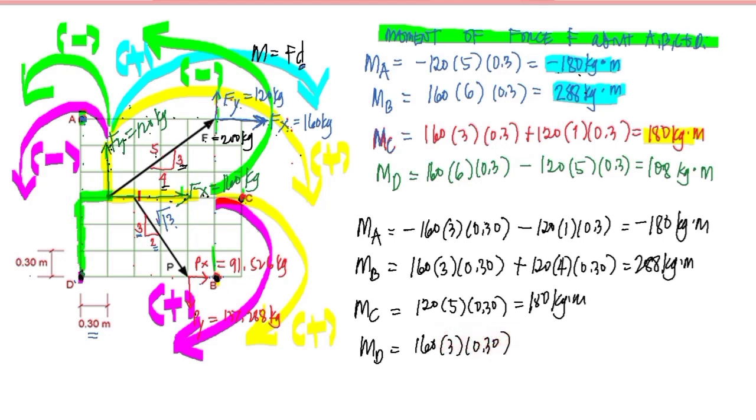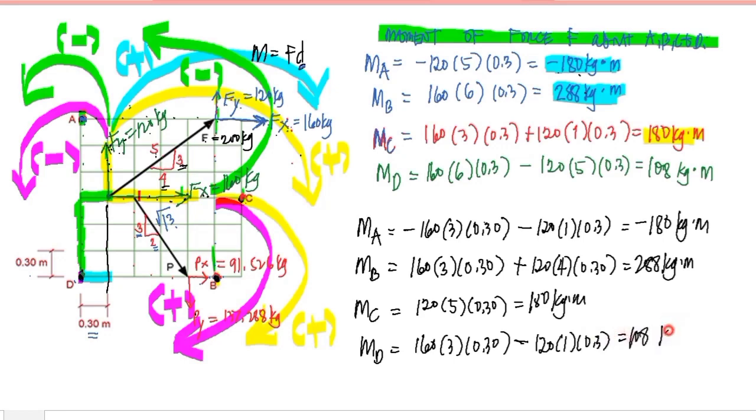Then for the Fy will rotate counterclockwise, so it's negative, and its magnitude is 120 kilogram. And for the perpendicular distance, since this is the line of action of Fy, meaning this is the perpendicular distance, and that's 1 unit. So we have here 1 times 0.3. And computing for this, that's 108. So this is equal to 108 kilogram meter, which is just the same as our answer here.